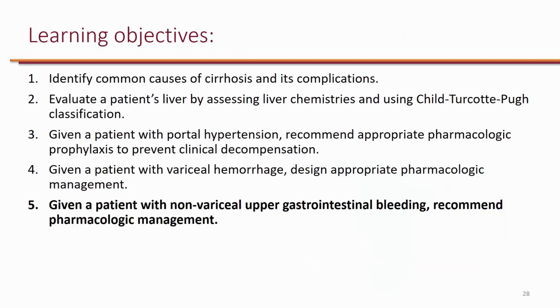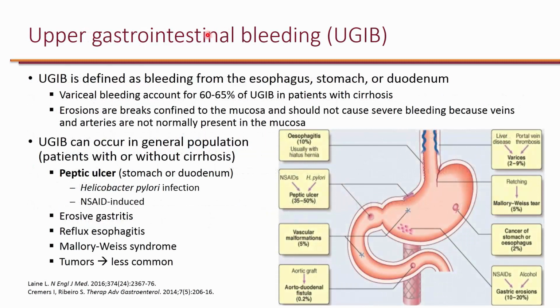The last learning objective is, given a patient with non-variceal upper gastrointestinal bleeding, recommend pharmacologic management. So upper GI bleeding is defined as bleeding from the esophagus, stomach, or duodenum. In patients with cirrhosis specifically, upper GI bleeding could be from varices. So variceal bleeding accounts for 60 to 65% of upper GI bleeding in patients with cirrhosis.